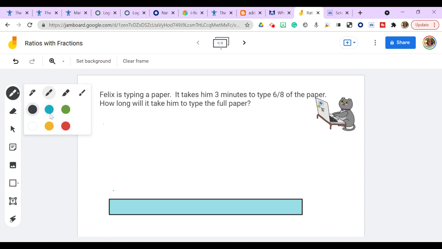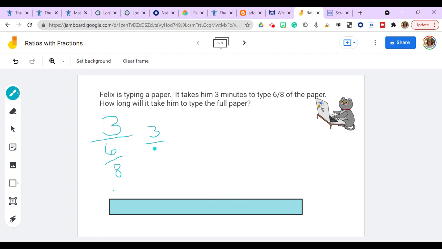So let's get started. I'm going to select my pen and I'm going to get started by writing a complex fraction. So we know that there is 3 minutes here to type 6/8 of the paper. Okay, so we're dividing 6/8 into 3 to see what the rate will be for one full paper. 3 is a whole number, so I'm going to write it with 1 as the denominator. And then I'm going to divide that by 6/8, which is multiplying by the reciprocal, which is 8/6.